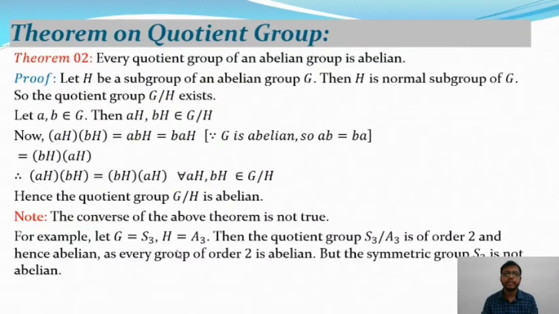So after that we will take the second theorem on the quotient group. Every quotient group of an abelian group is abelian. So let H be a subgroup of an abelian group G, and then H is a normal subgroup of G. So the quotient group G/H exists. Now let a, b be two elements belonging to G. Then aH and bH are both elements in G/H. From this we shall prove that G/H is an abelian group.